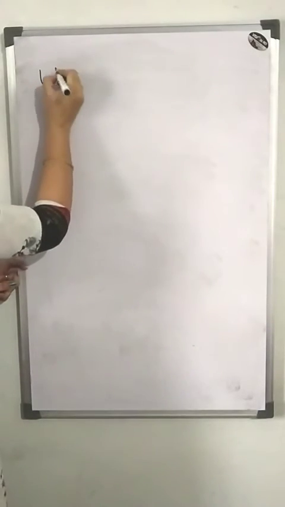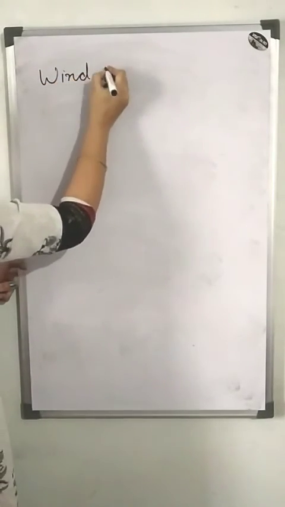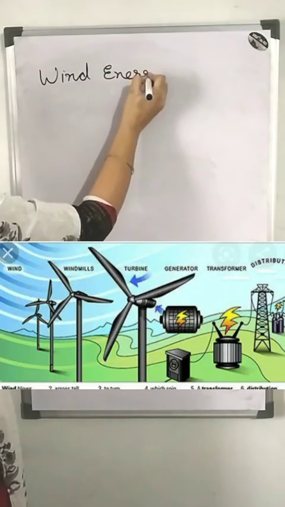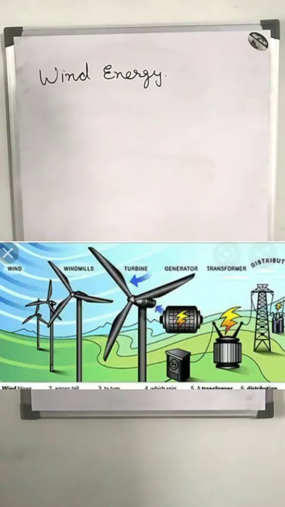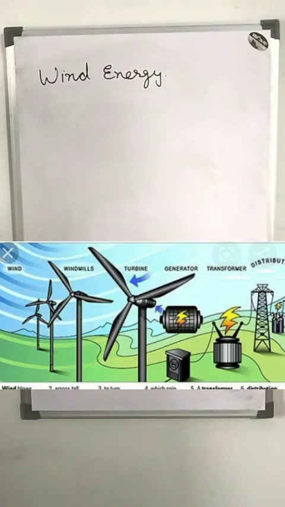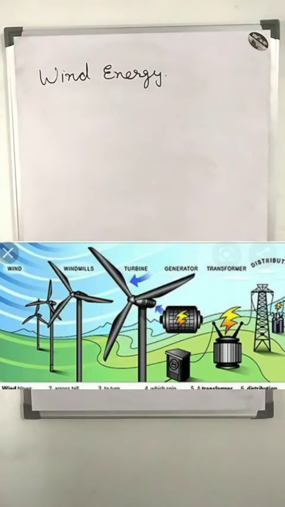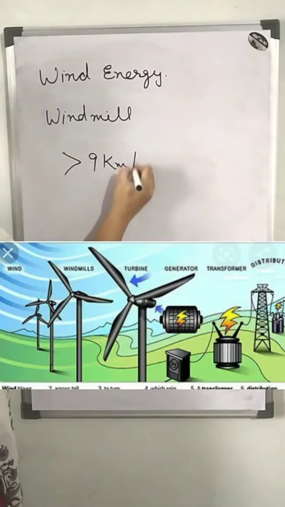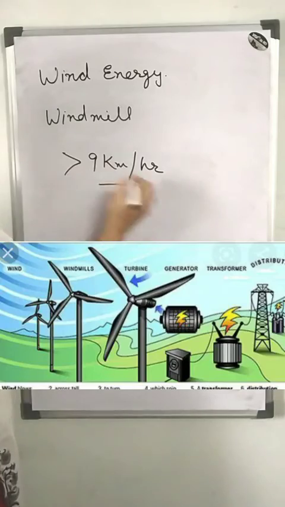Now the next energy is wind energy. Wind energy is possessed by fast moving air, very fast. The energy is used to drive a windmill. To run a windmill, the air must flow continuously with a speed greater than 9 kilometers per hour.